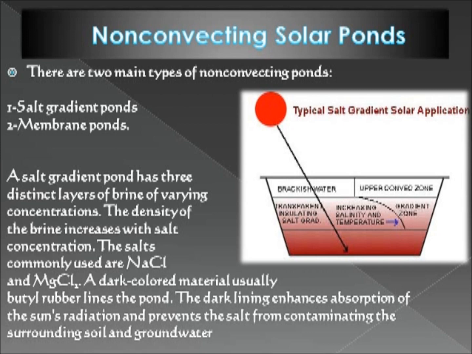The dark colored material, polybutyl rubber, lines the pond. This is the lining of the surface of the pond. The dark lining enhances absorption of the sun's radiation and prevents the salt from contaminating the surrounding soil and groundwater. This is the basic purpose of using butyl rubber.